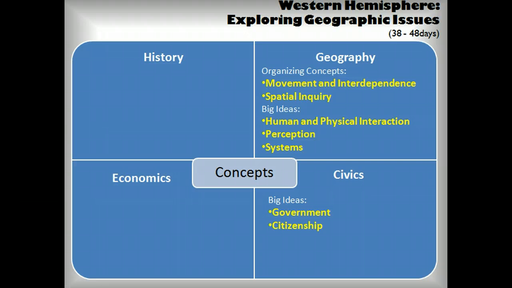The final unit of the year, Western Hemisphere, Exploring Geographic Issues, allows students to pull together everything they have learned related to history, geography, economics, and civics. This study is meant to explore various issues of human geography, analyzing the social, political, cultural, and economic impact of issues on local citizens. Students also recognize how people in a global society are interconnected because of geographic issues.